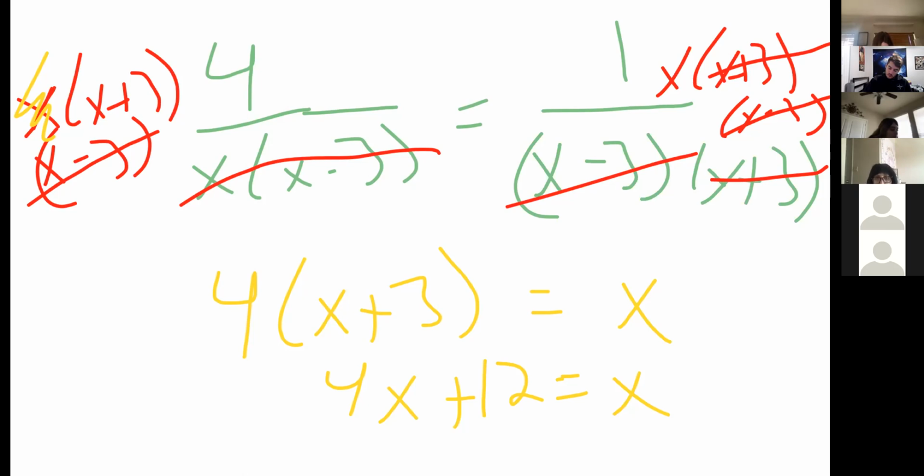Because in the end, you are going to have to use your, what did you say before, butterfly, and just set your denominator to 0, and then you solve it directly.